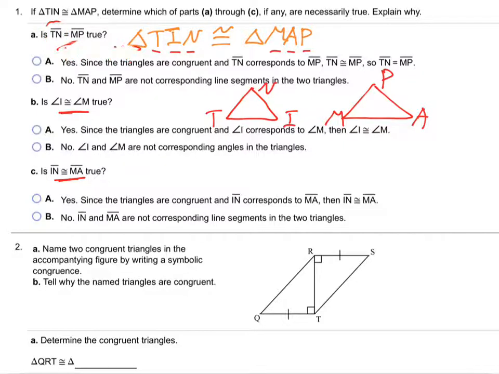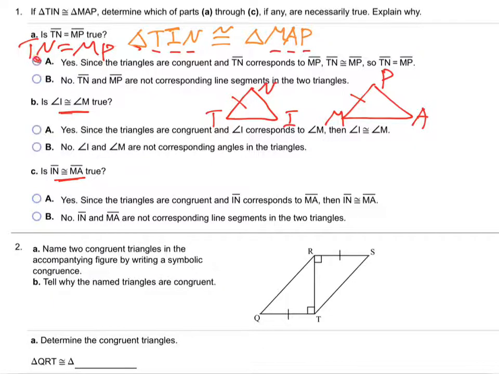That's their question. Does TN equal MP? Well, here's TN, here's MP. Yeah, that's the left side. They have to be equal, don't they? Because they're telling us these two triangles are identical, so the left side of one of them has to be equal to the left side of the other.